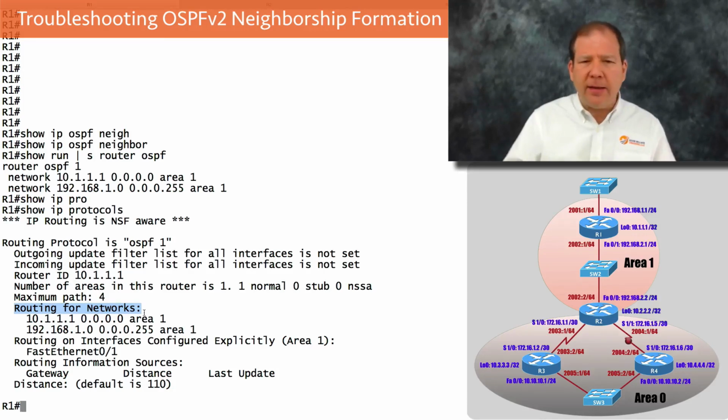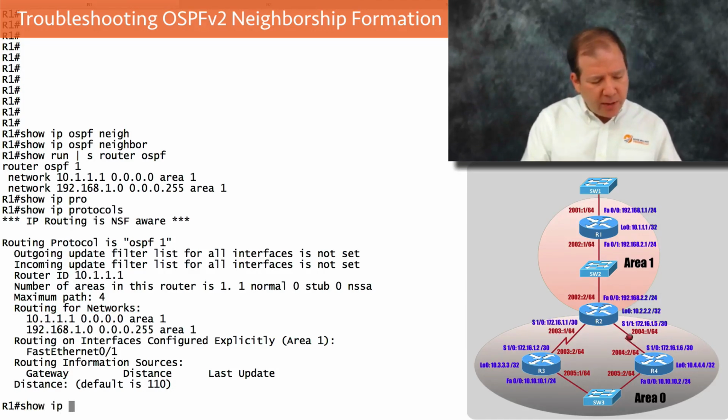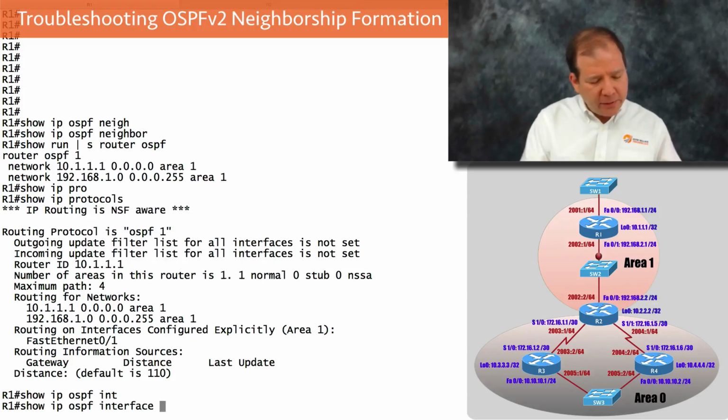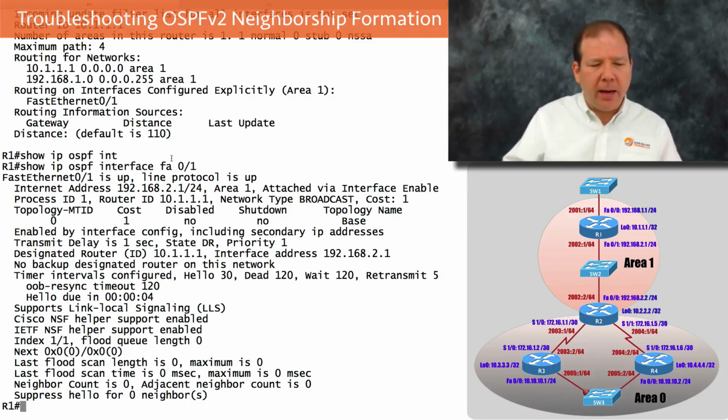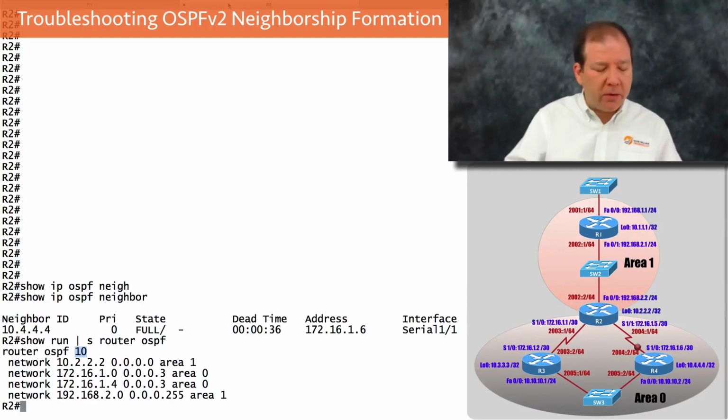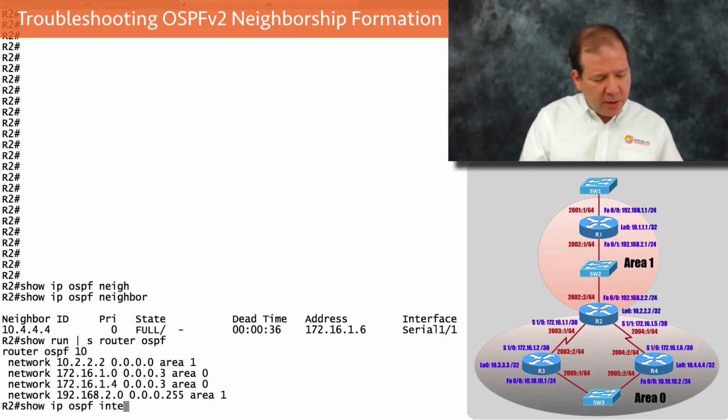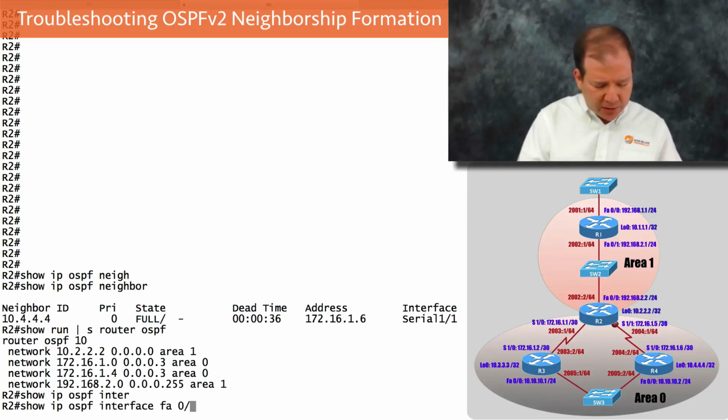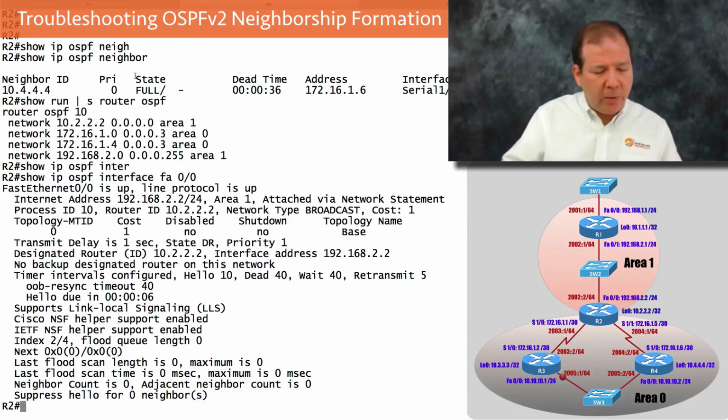Let's take a look at the OSPF interface configurations. Let's do a show IP OSPF interface Fast Ethernet 0/1 on router R1, and I'll give the same command on R2 and we'll look back and forth. Let's do a show IP OSPF interface. This time it's Fast Ethernet 0/0, and we can see things here like the router ID. We know that has to be unique.